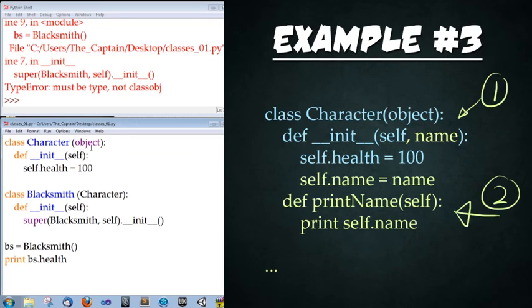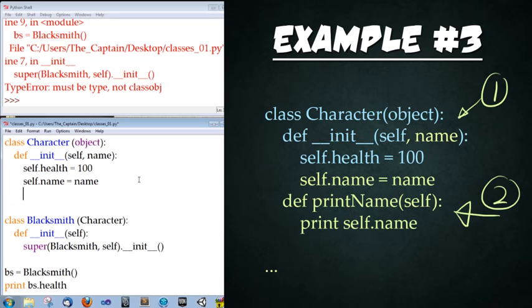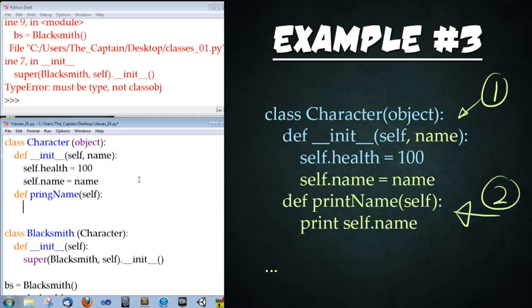So in the character class, which is the base class, I'm going to go ahead and add a parameter called name into the constructor, or the init function. Next, I'm going to secure it to the instance of the class by using self.name is equal to name. And this is just creating another variable and attaching the passed in variable to it. Finally, I'm going to create another function called def print_name(self), and in it, print self.name. This is just a simple function that's going to print out its own name.